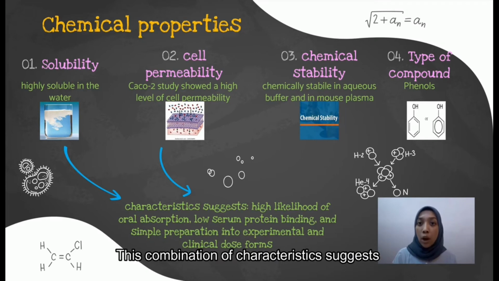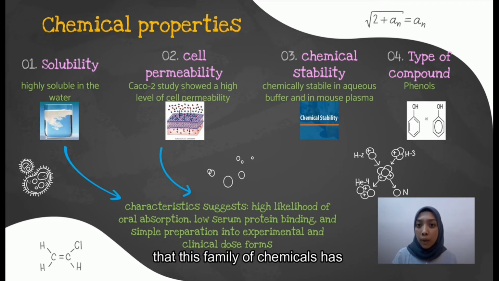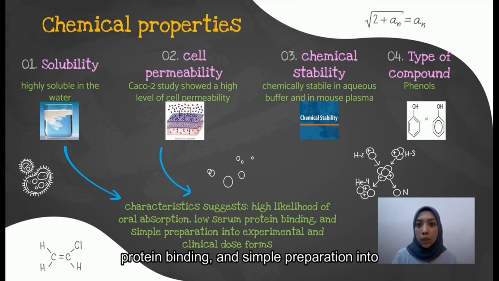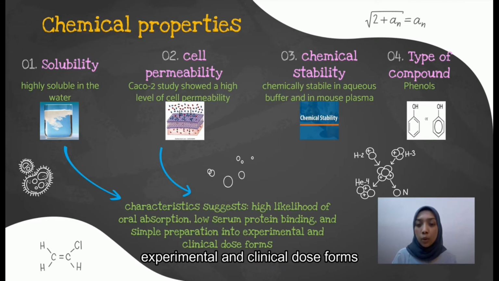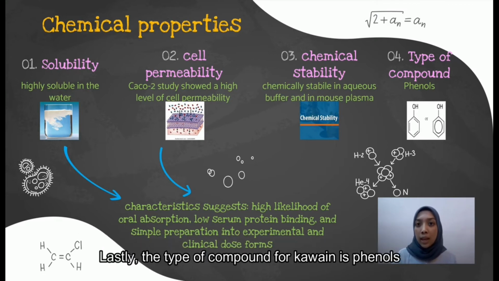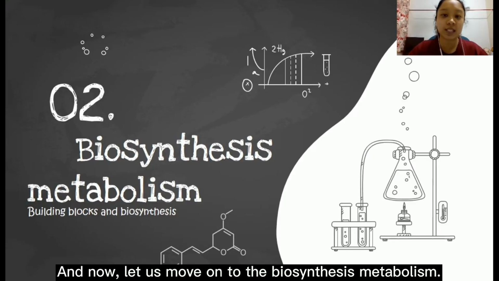This combination of characteristics suggests that this family of chemicals has a high likelihood of oral absorption, low serum protein binding, and simple preparation into experimental and clinical dose forms. In addition, both in aqueous buffer and in mouse plasma, kawain shows good chemical stability. Lastly, the type of compound for kawain is phenols. And now let us move on to the biosynthesis and metabolism.